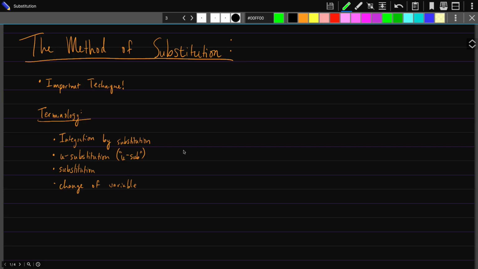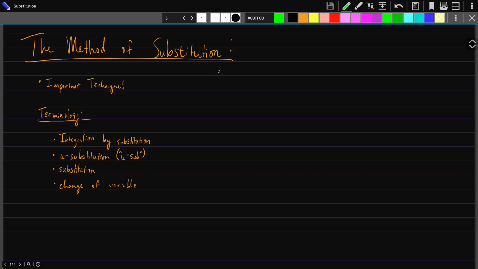Hi everybody, so today I'm going to be talking to you about the method of substitution. This is a very important technique. We're going to be using this a lot for the rest of this course, and I think in Calc 2 and Calc 3, if you go on to take those courses, you're going to be learning to love the method of substitution because it's definitely going to come up over and over and over again.